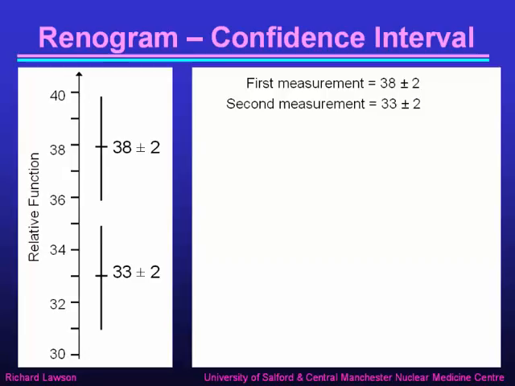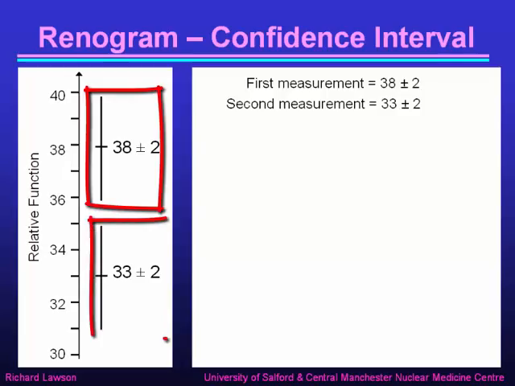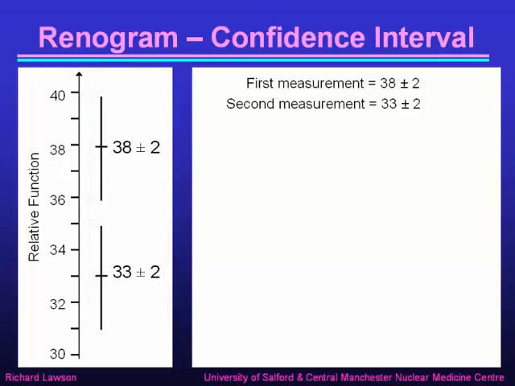So if we plot it graphically like this, we can see the first measurement is 38 plus or minus 2, and the second is 33 plus or minus 2. And although those are 5% apart, which seems quite a large difference, and indeed the error bars don't overlap, which might make you think that they must be distinct, remember we have to use the 95% confidence interval, not just the standard error. So the difference, 38 minus 33, is 5. The relative function appears to have changed by 5%.